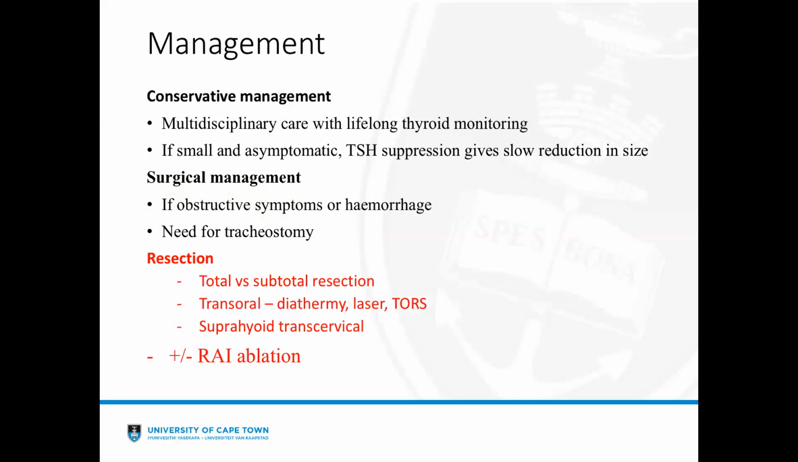In terms of management, the treatment modality of choice always depends on patient factors, institution factors, and surgeon factors. The mainstay of treatment is conservative, which involves hormone suppression treatment with exogenous thyroid hormone, as this can help shrink or suppress the size of the lingual thyroid. But if the patient presents with obstructive symptoms or hemorrhage, there will be a need for surgical management, which would include, in addition to resection, the possible need for a tracheostomy.